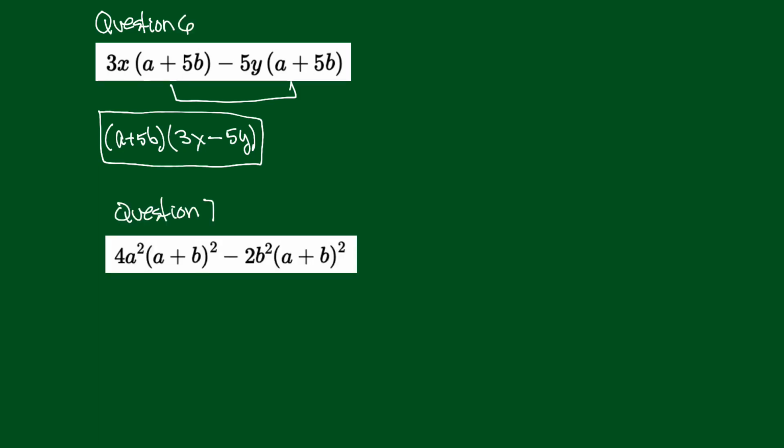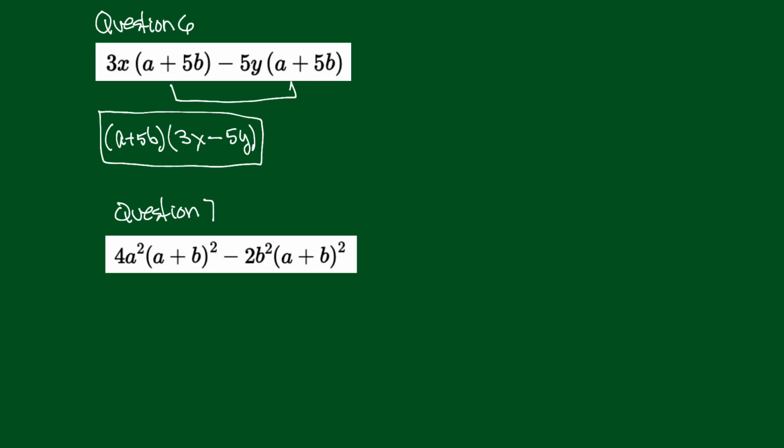Question 7. Now back here, I said that was question 1. I just got my numbers mixed up. That's actually question 6. So I changed that. Let's look at 7. Now 7, again, two terms. We've got this term here, 4a squared and a plus b squared, minus, and then this term right here. So we've got two terms.